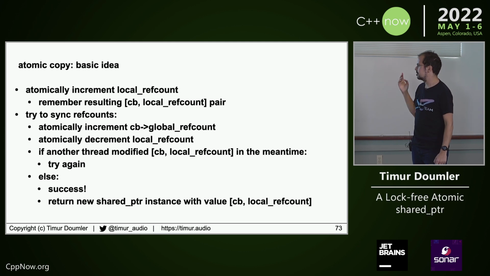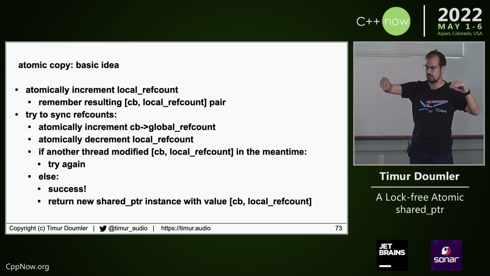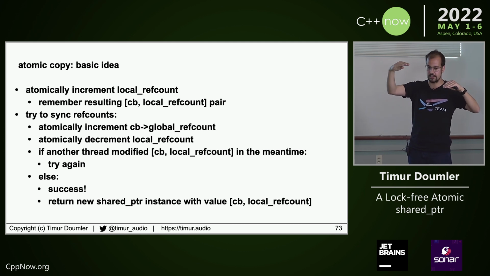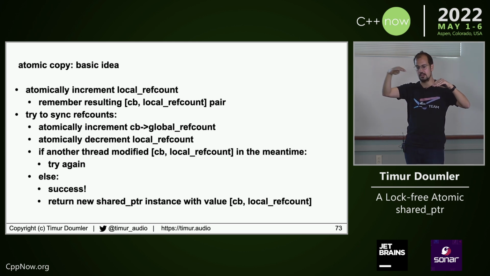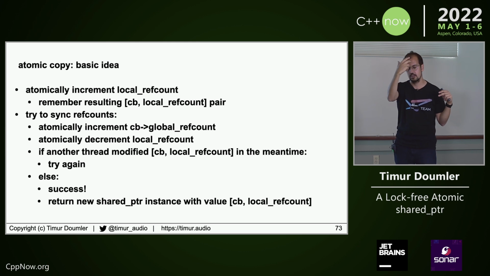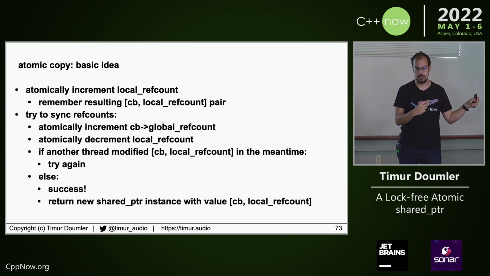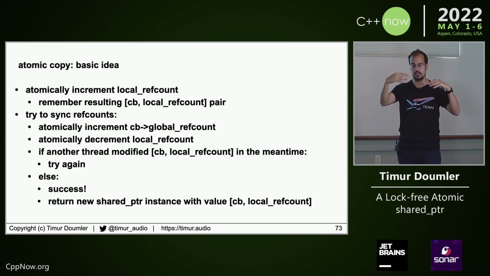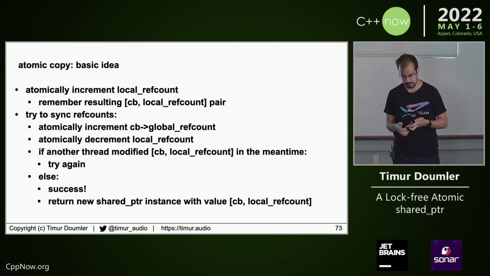So basically if you manage to increment the global and decrement the local ref count, and no other thread has modified this object in the meantime, then it's a success, and you have successfully increased the global ref count, and then you can just return your copy of the shared pointer. And if you have failed, it means that another thread has modified the state of that object at the same time, so you need to roll everything back and try again. So you're going to have a CAS loop around this whole thing.